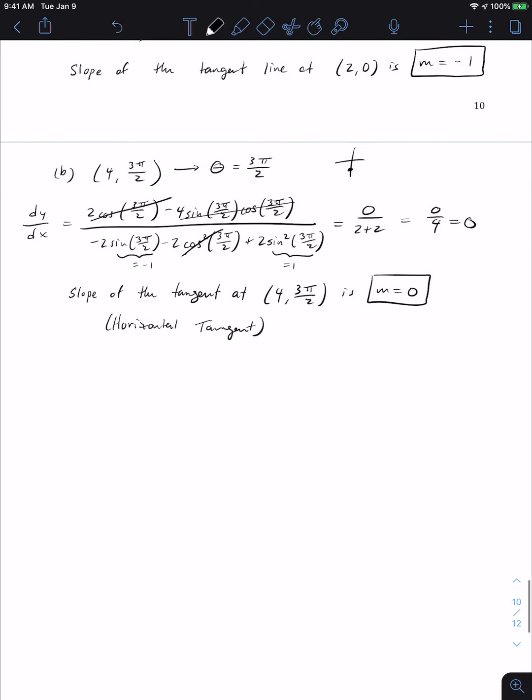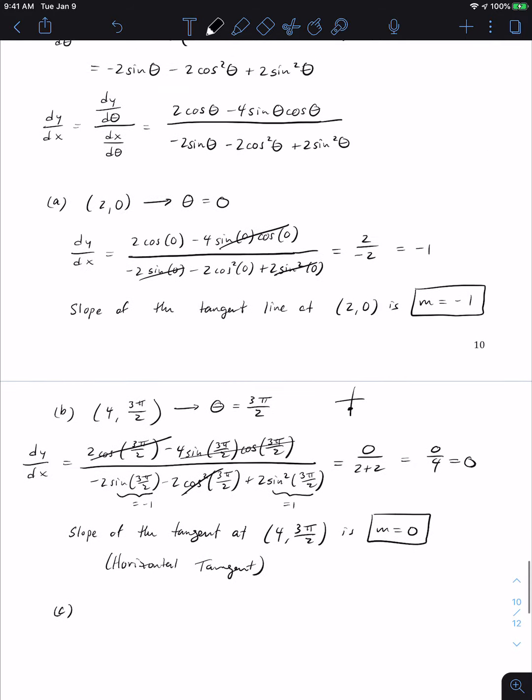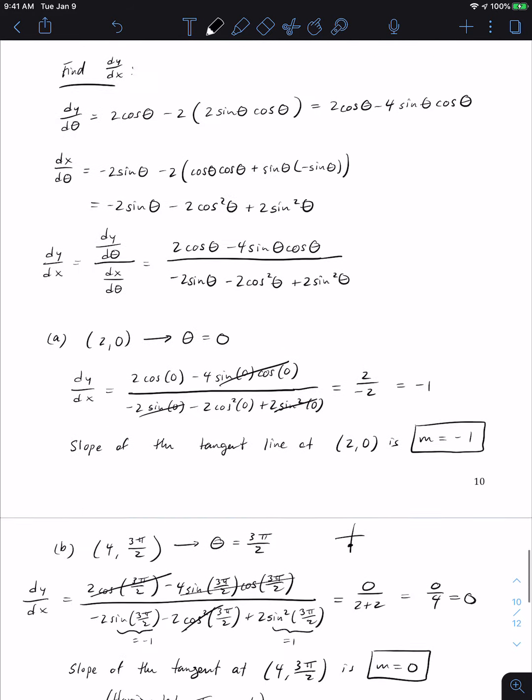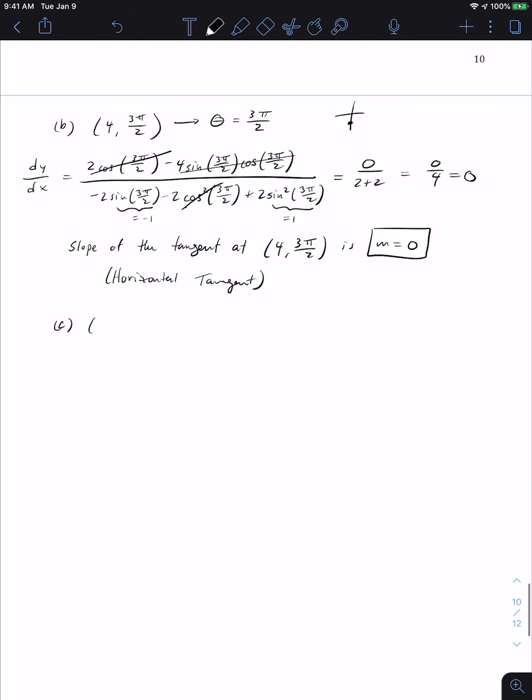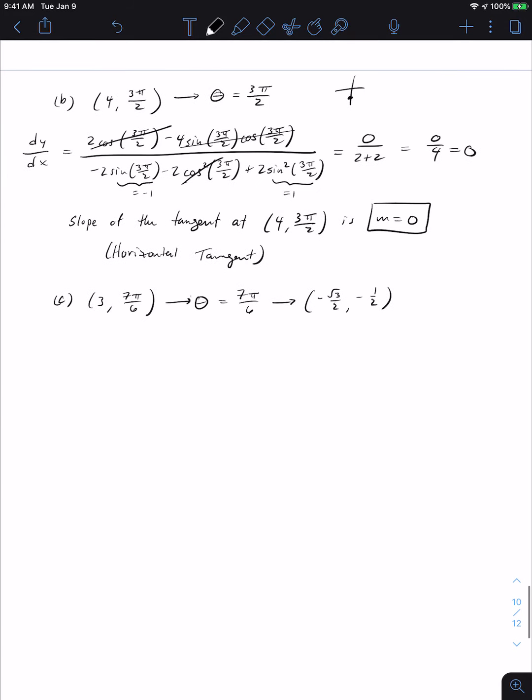So that's cool. And now let's look at the last one here, 3, 7 pi over 6. So again, that means theta is equal to 7 pi over 6. At 7 pi over 6, the points are negative radical 3 over 2 and negative 1/2. Both x and y are there. So those are the points that correspond to this.